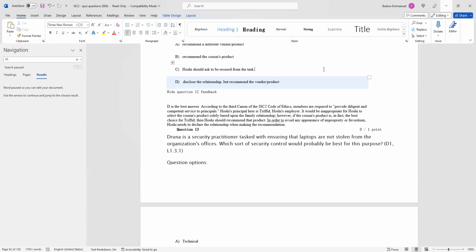They can't ask to be recused from their assignment, because they work for the organization and they simply can't just say, I don't want to make any recommendations if it's the best product out there. They simply tell the truth. I'm related to this person, but I do believe that this product is one of the best out there compared to others, and they also provide comparisons. But they must disclose that relationship.